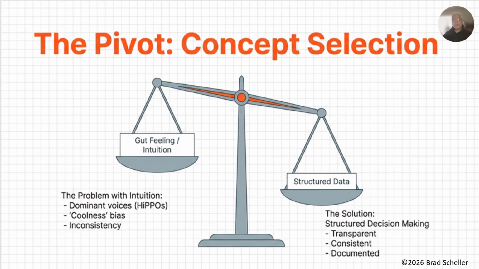The solution is structured decision making, and this means several things. Transparent: everyone can see how decisions were made and why. Consistent: every concept is evaluated against the same criteria. Documented: you have a record that you can refer back to. You can defend it. You can learn from it. And it's part of a 2-stage selection process. We're going to use something called the Pugh matrix for initial screening and weighted scoring for final selection.